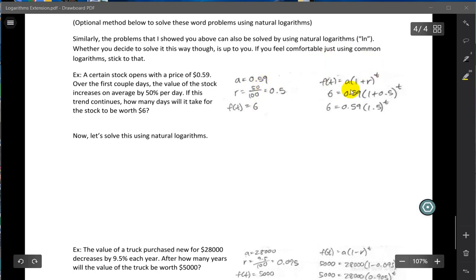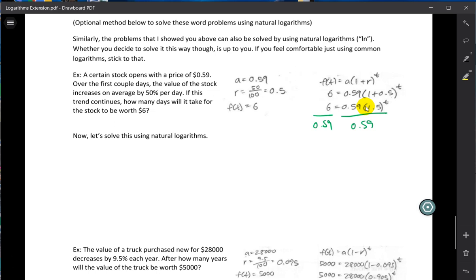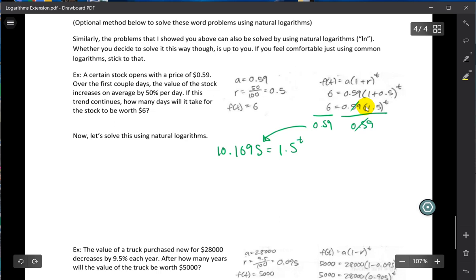I'm just going to tell you these are the values. This is the exponential growth equation, and we just plug it in. Now, if we want to isolate this expression, 1.5 raised to the power of t, we're going to divide both sides by 0.59. So we have 6 divided by 0.59, which is 10.1695 equals, if I cancel it out, 1.5 raised to the power of t.